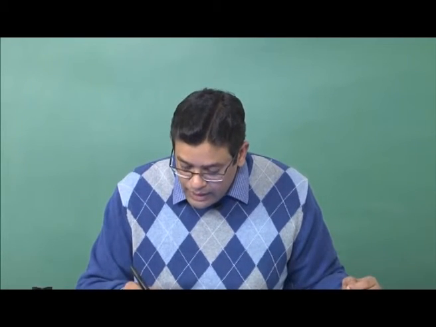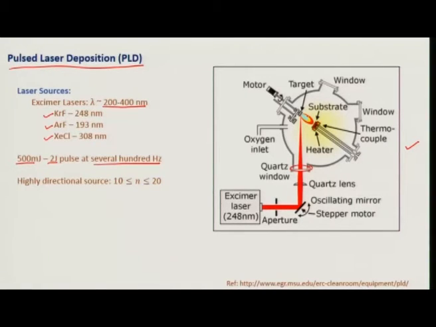Now it creates a kind of plume. If you see this part, it is a plume and it has a plasma inside. This plasma plume is created by the pulsing laser, and as you see, this is a very highly directional source, so you can only deposit on a small substrate.